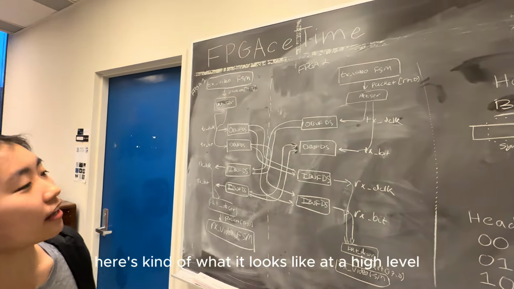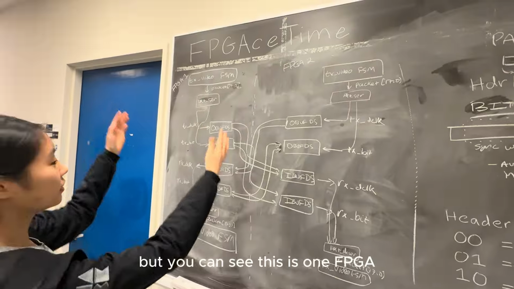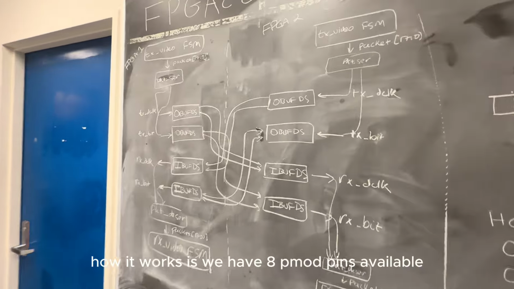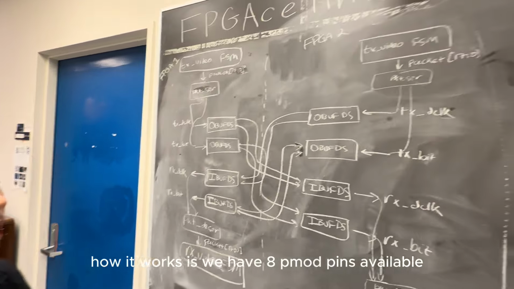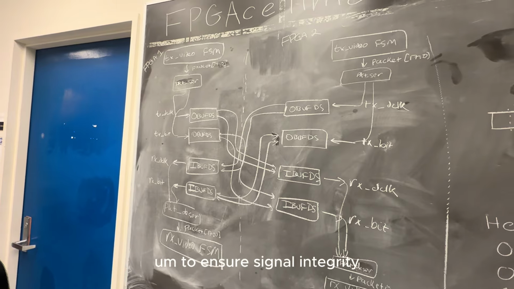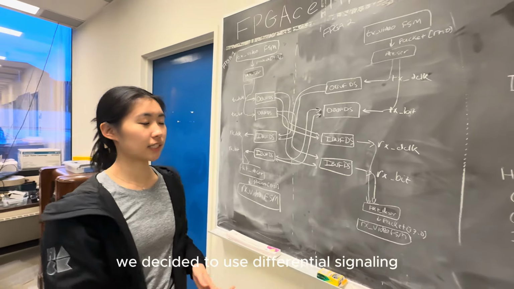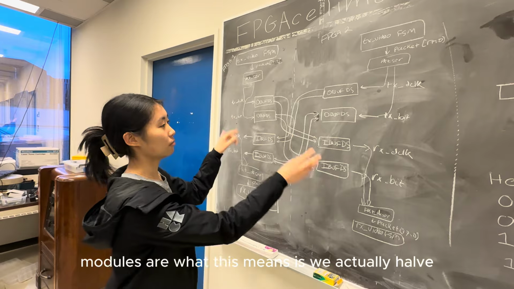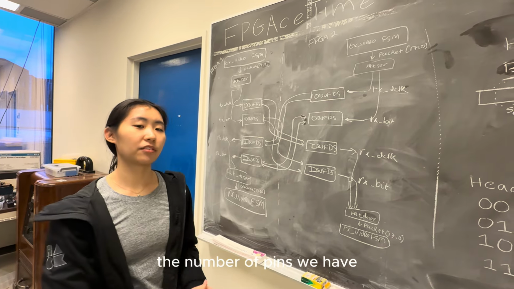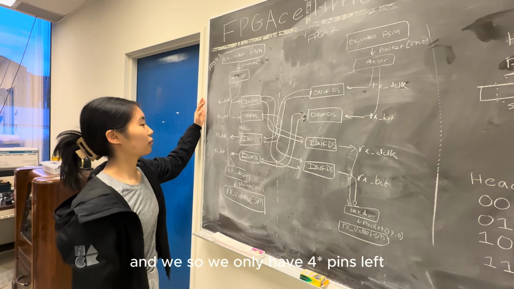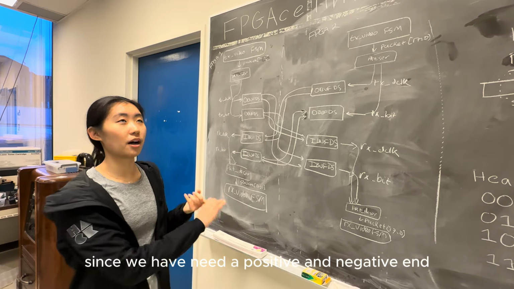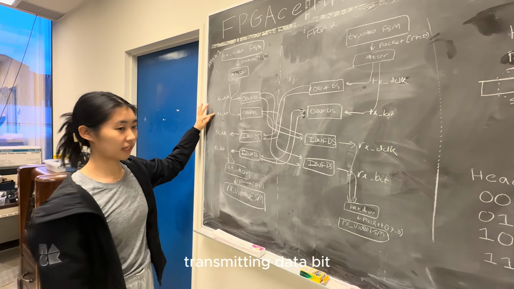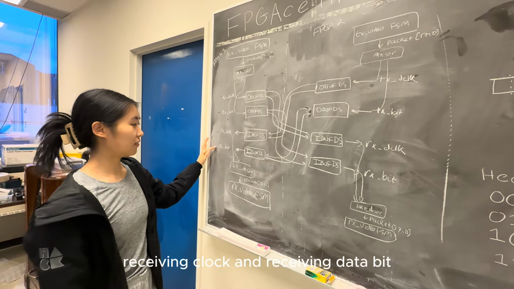Here's kind of what it looks like at a high level. It's pretty complicated, but you can see this is one FPGA, this is another FPGA, but really they have the exact same circuit. How it works is we have 8 PMOD pins available after we have the camera plugged in. To ensure signal integrity, we decided to use differential signaling, which is kind of what these O-buff and I-buff DS modules are. What this means is we only have 8 pins left since we need a positive and negative end for each. This means we'll only have a transmitting clock, transmitting data bit, receiving clock, and receiving data bit.